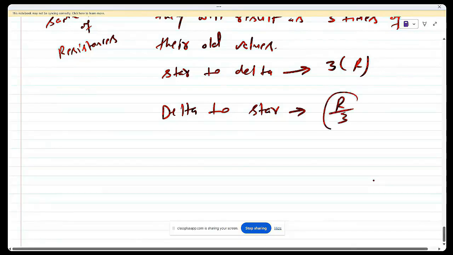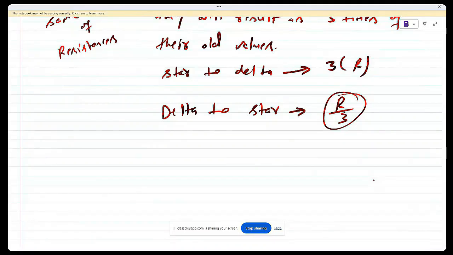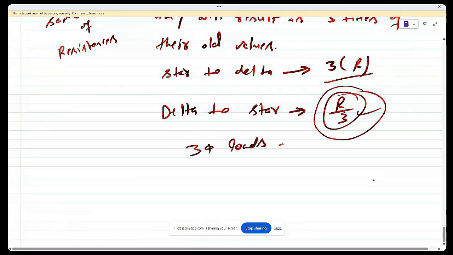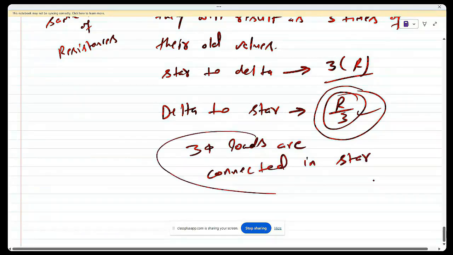Decreased by 3. So which type of connection is generally used for load applications? Should a 3-phase load be connected in star or delta? Tell me. Is 3R good or R by 3 good? I think R by 3 is good, because it will consume less power. That's why all 3-phase loads are connected in star, because it offers 3 times less resistance as compared to delta. This is for a balanced load.